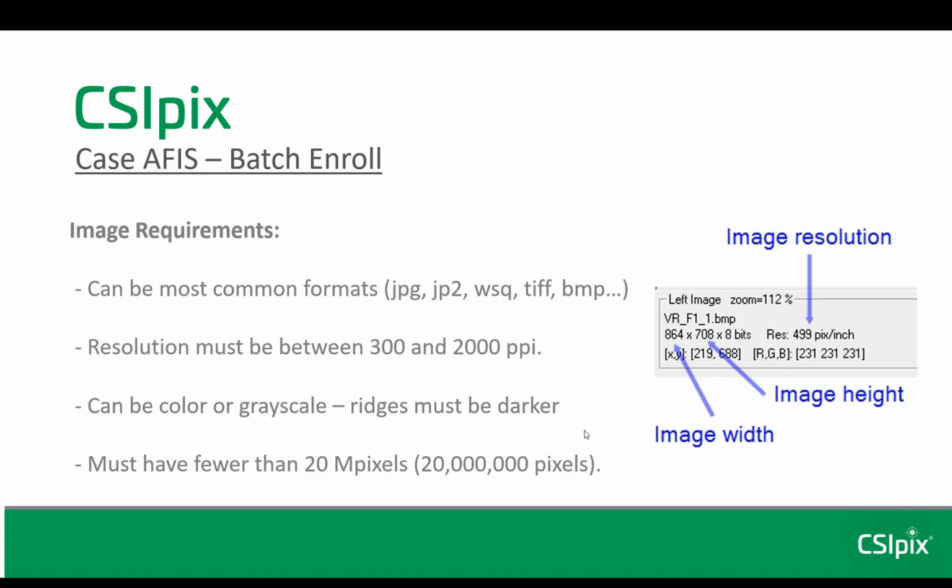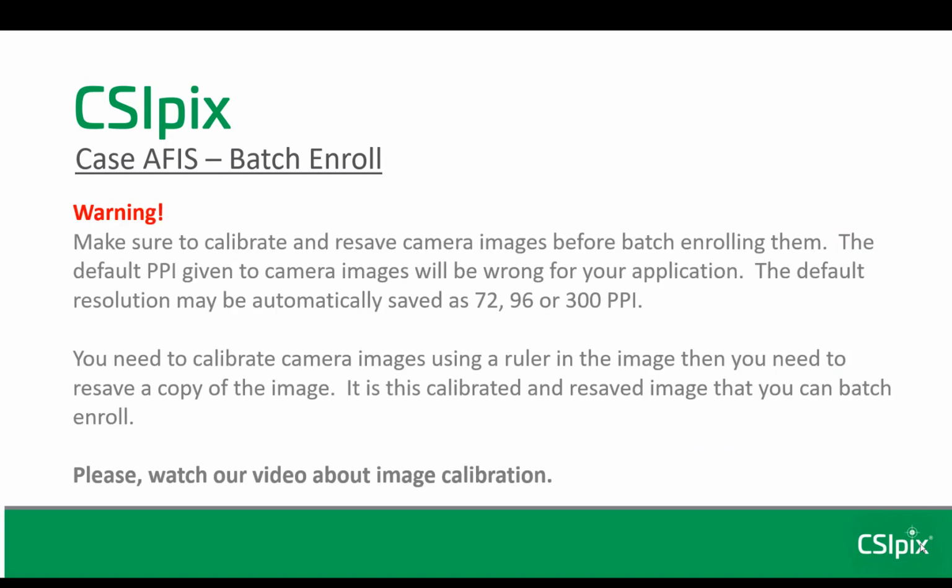That's 20 million pixels. To figure out how big your image is, you can multiply the image width by the height. You could also just open the image in CSIpix and look under Image Info for the number of pixels in the image. A word of warning with Batch Enroll.